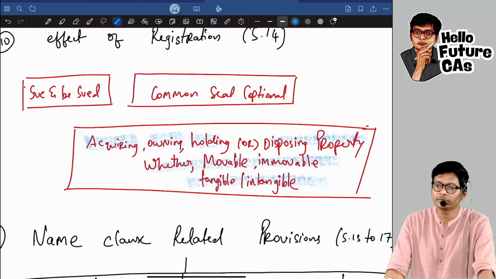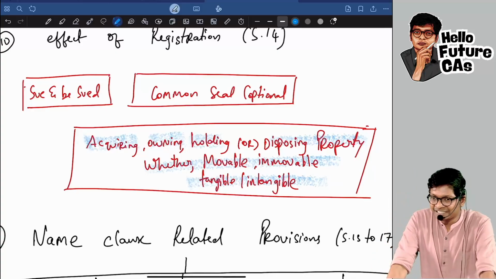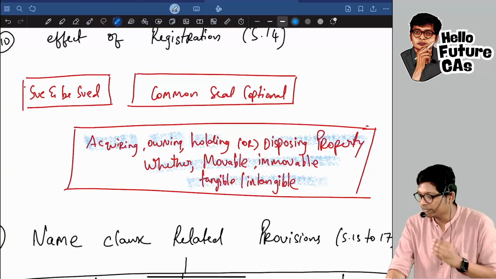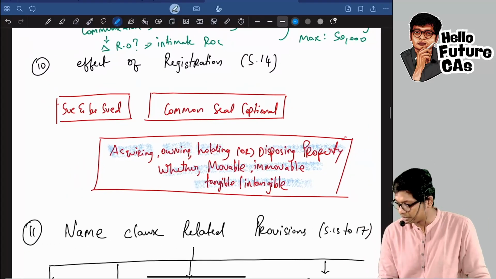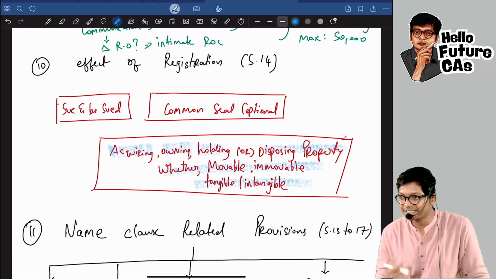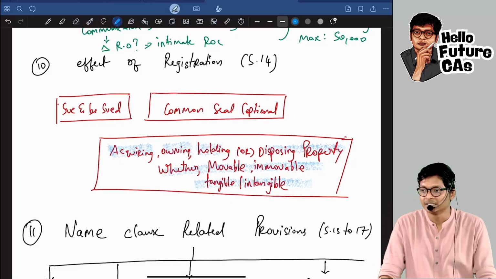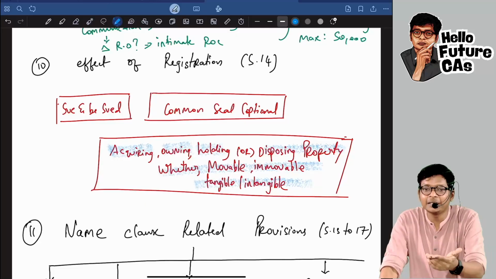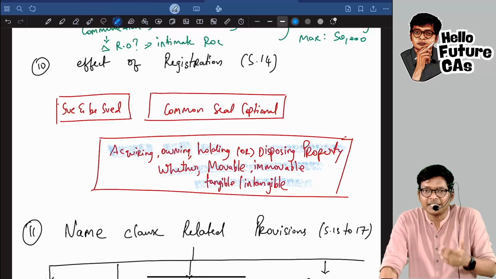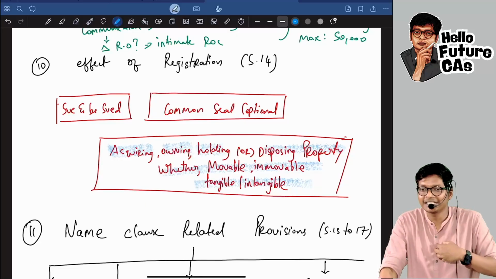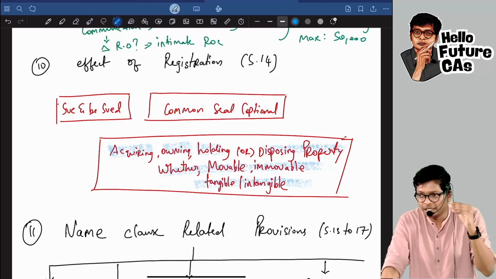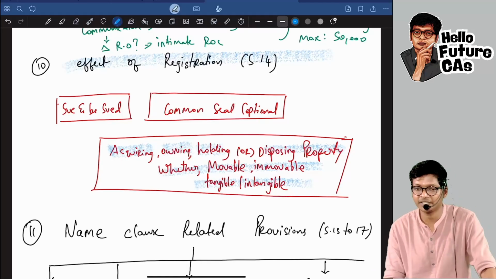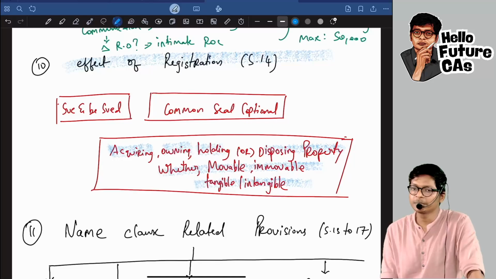Are you following? Effect of registration, that is the date. The date on which you get certificate of incorporation. That is the date when company is born. Company's birthday. So that day only company becomes artificial judicial person. Here LLP. That day only LLP becomes artificial judicial person when it can enter into all transactions. They are documenting that in section 14, effect of registration. Are you all with me, guys?